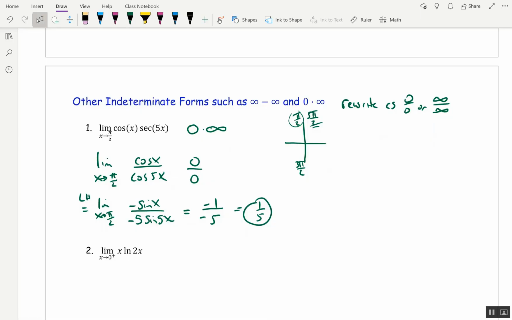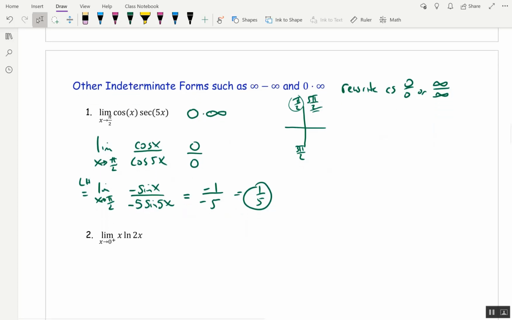I think number 2 is a little bit more interesting. As x goes to 0 from the right, x is going to 0, and ln of 2x is going to negative infinity. So I'm getting 0 times infinity, pretty much. Well, 0 times negative infinity. Remember what the natural log curve looks like. Looks like this. I'm going to 0 from the right, so the y values are going down to negative infinity. That's why I have to approach 0 from the right. There is no approaching 0 from the left because natural log isn't even defined on the left.